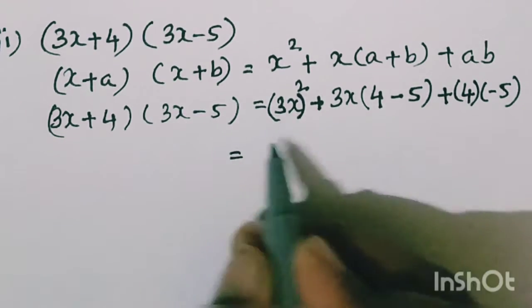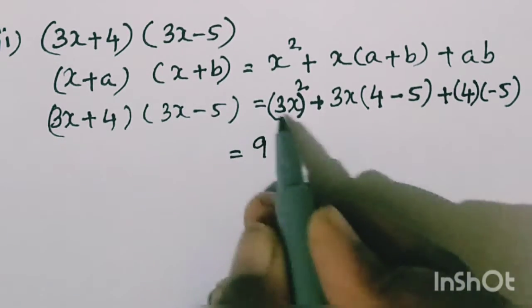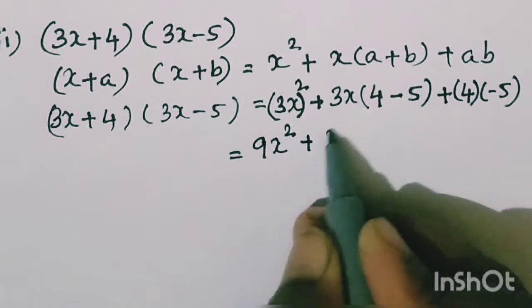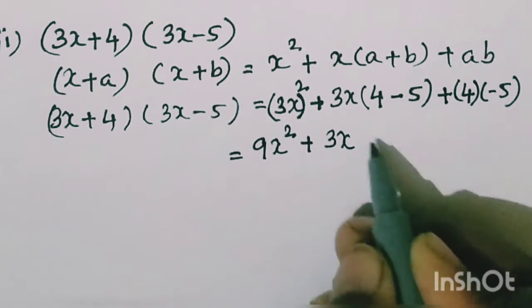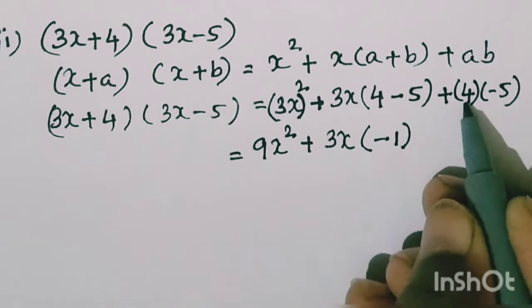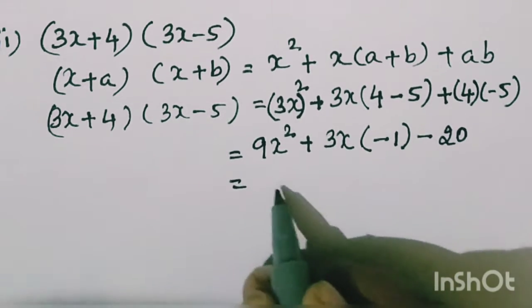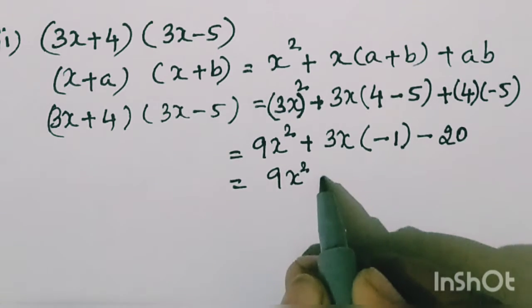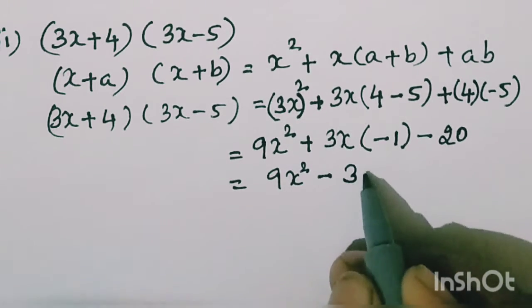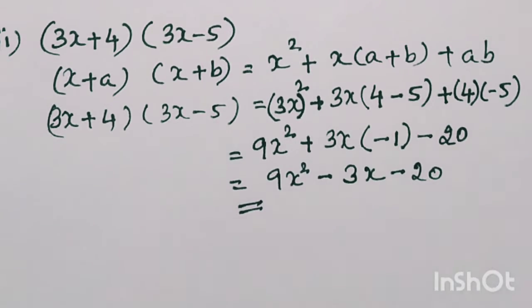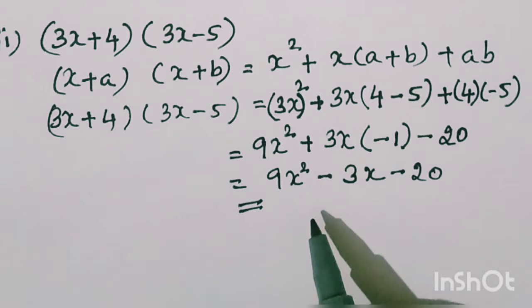So here it is 3x square. What is 3x square? 3 square is 9 and x square write as it is. Plus 3x, 4 minus 5. 4 minus 5 is minus 1. 4 into minus 5 is minus 20. So here you will get 9x square minus 3x minus 20. Okay children, understood? So this is how you have to do such type of question. Now let's see the next example.